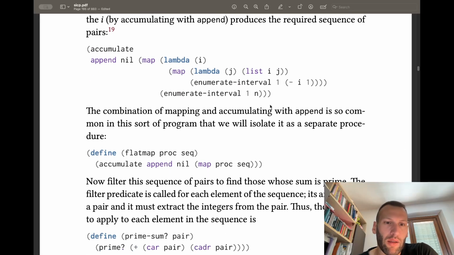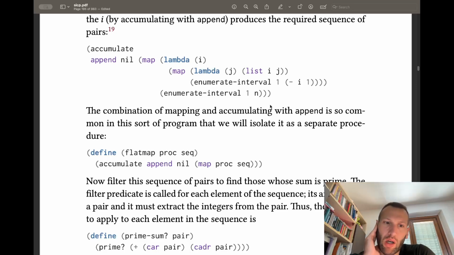The combination of mapping and accumulating with append is so common in this sort of program that we will isolate it as a separate procedure. And so here we define flat-map.